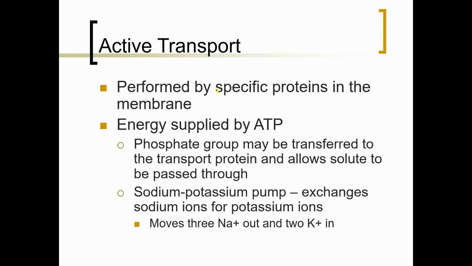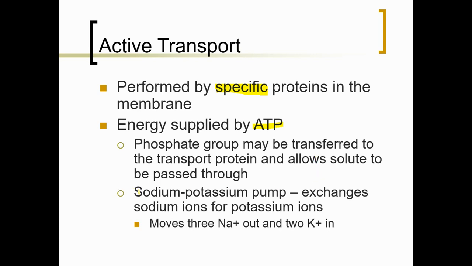As always, the proteins that are doing this are very specific. Proteins always have a specific shape and do a very specific job. It's not like there's just a general pump. There's going to be a specific protein pump that will move specific molecules. The energy that we need is going to be supplied by ATP. We looked at that back when we did metabolism, and we know that one of those phosphates is going to break off, and it's going to phosphorylate the protein, which means energize the protein. That's when that phosphate is transferred. That's called phosphorylation, and that's what's going to allow that substance to be pumped across the membrane.